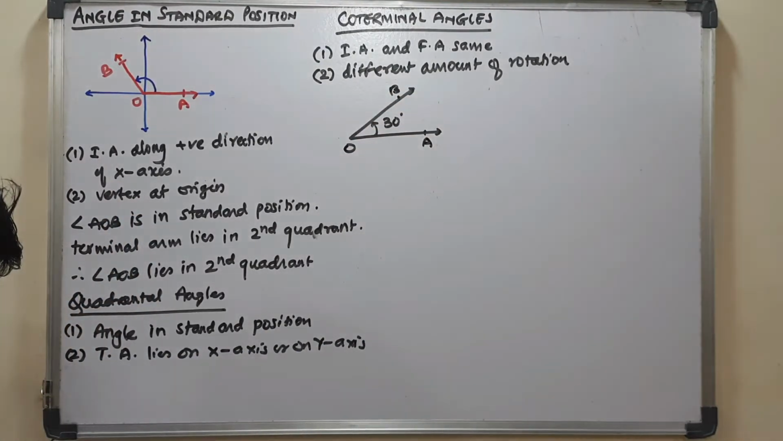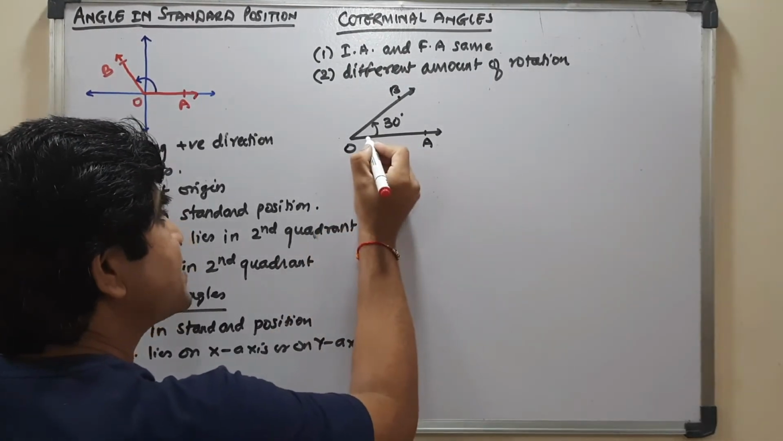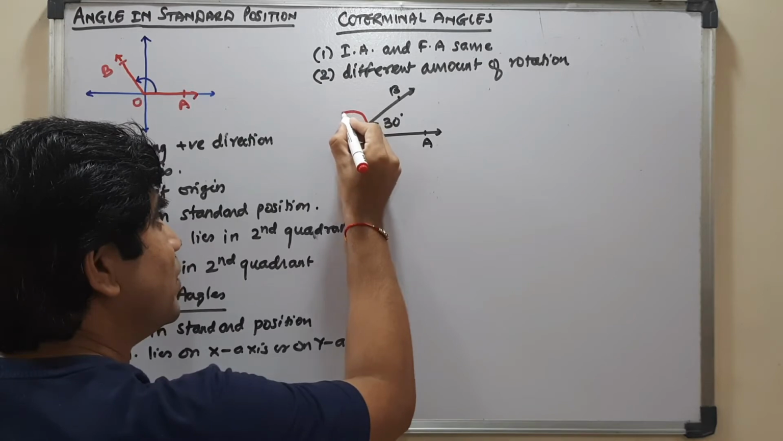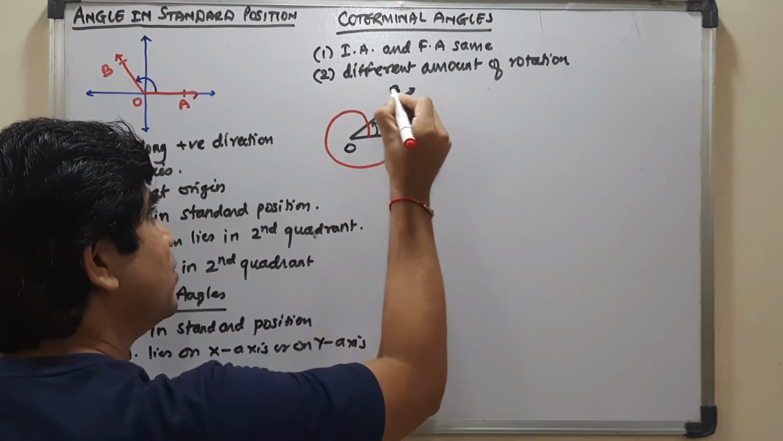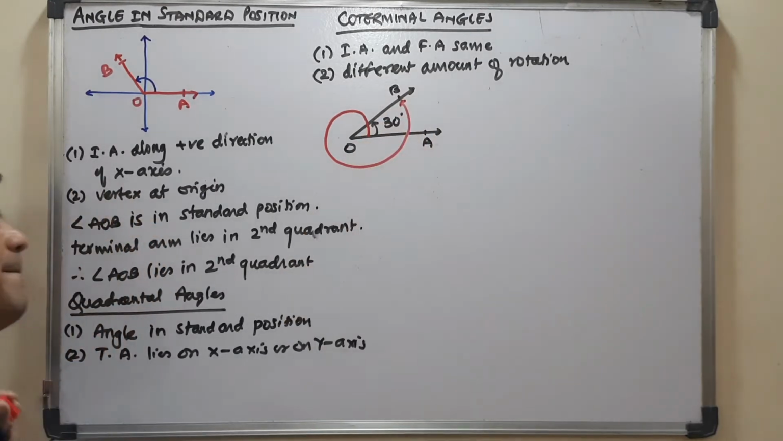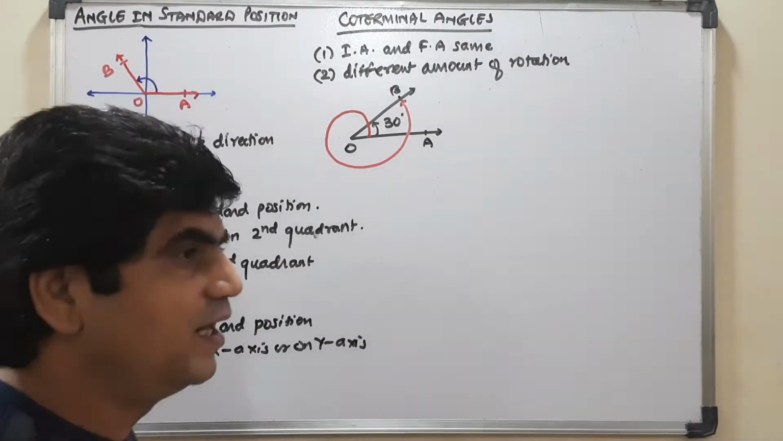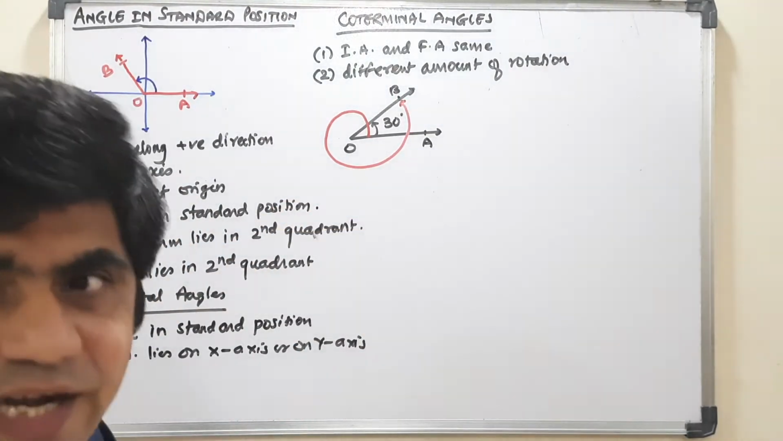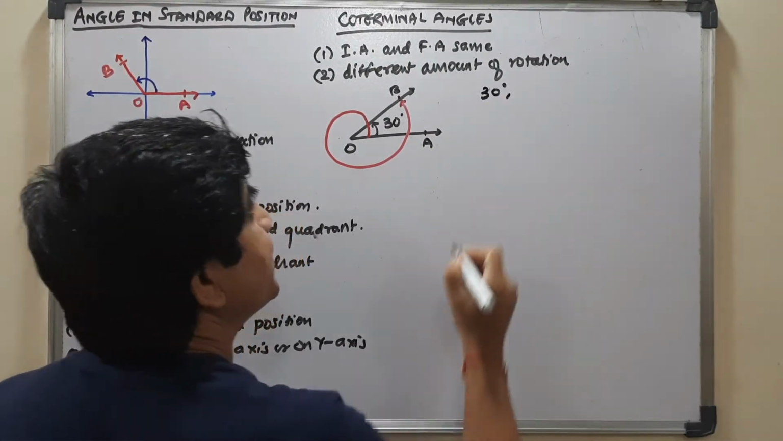Now this angle has initial arm OA. Now it starts rotating in anti-clockwise direction and takes the final position OB. So what exactly will be the measure of this angle then? The measure of angle will be, the first one is 30 degrees, there is no issue with that. The first one is 30 degrees.